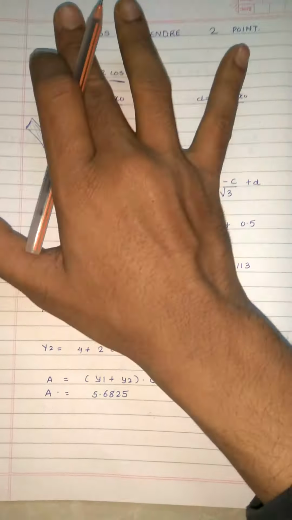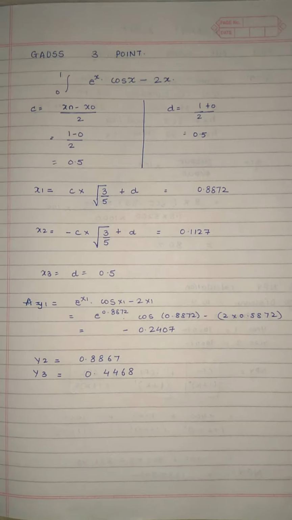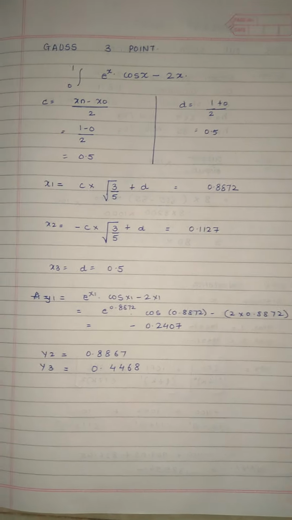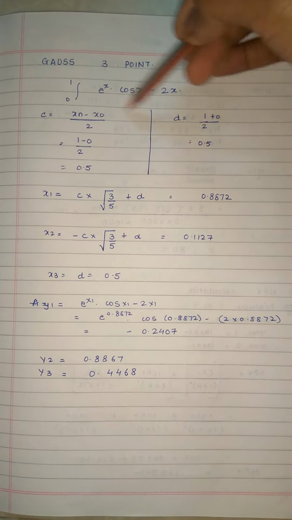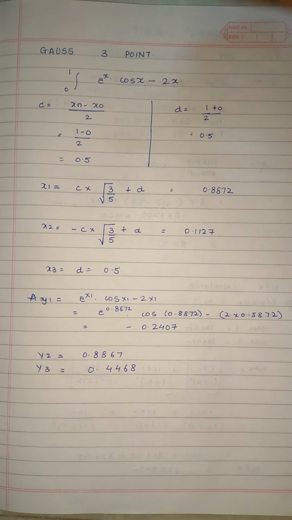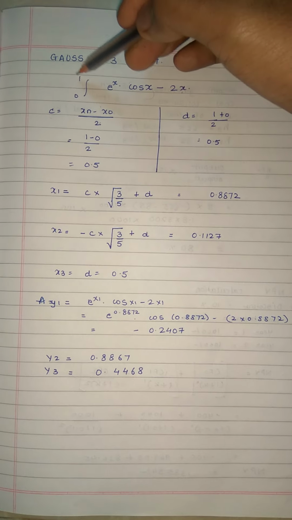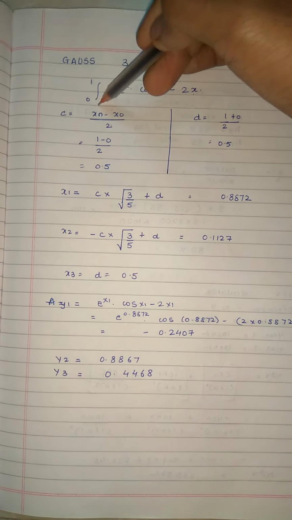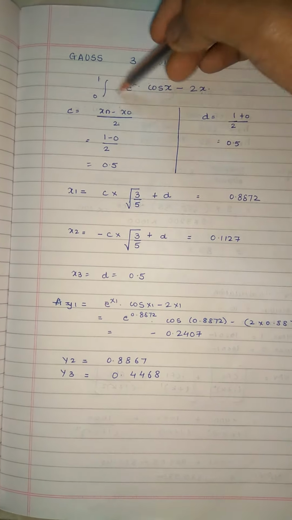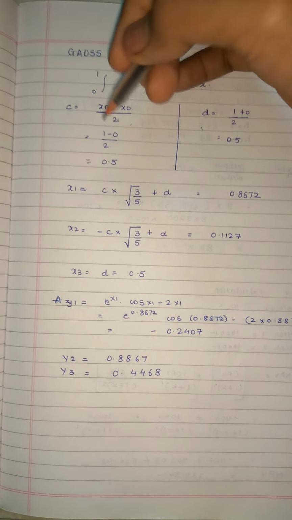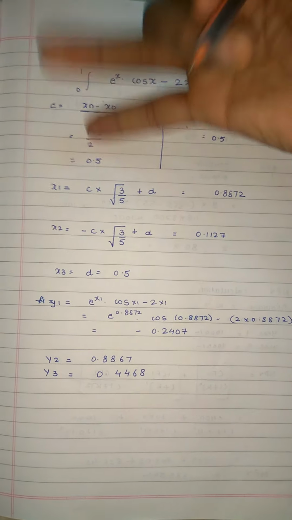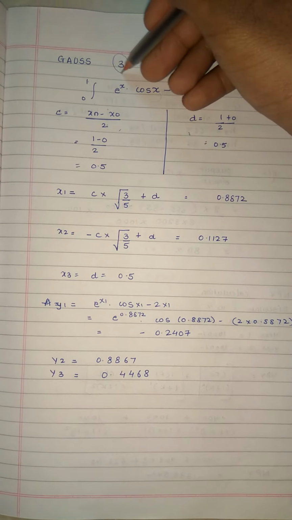Let's see the next numerical, Gauss-Legendre 3 point. In this particular numerical, we have been given upper and lower limit and a function is given. Do not forget the radian mode again. c is equal to xn minus x0 divided by 2. d is equal to xn plus x0 divided by 2. And after finding out c and d, we have to find out the x values of x1, x2 and x3 because it is a 3 point formula.